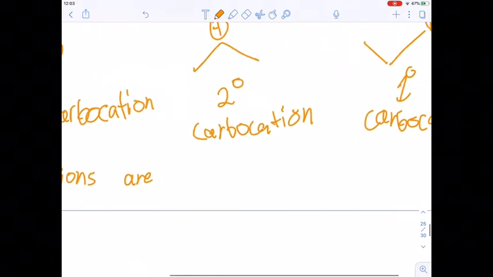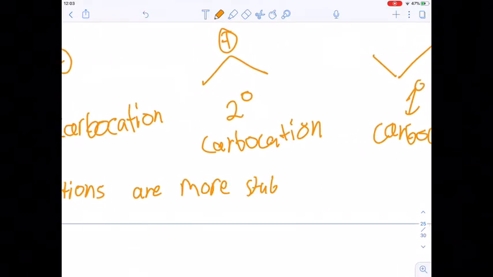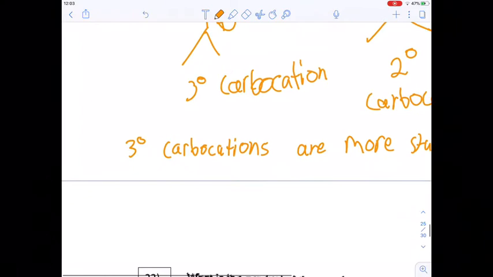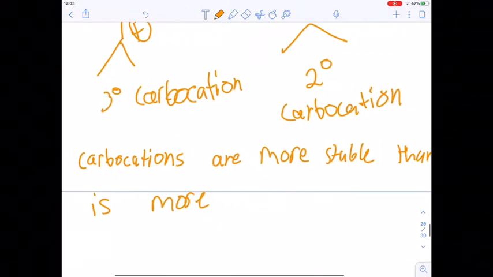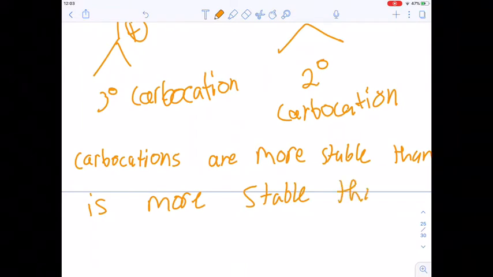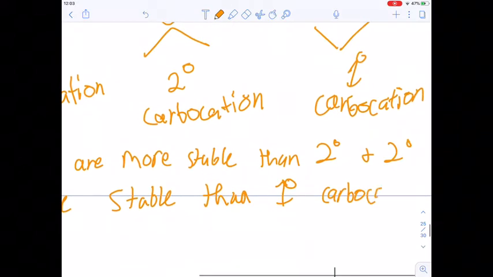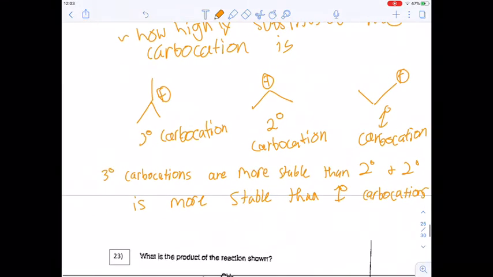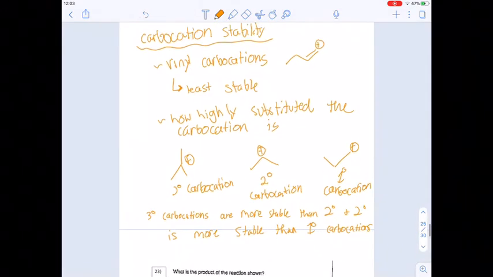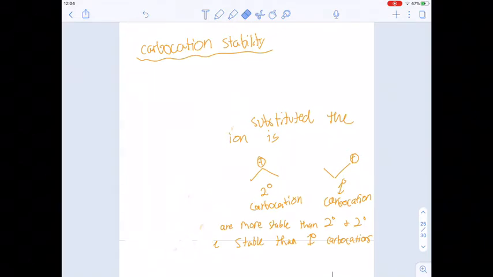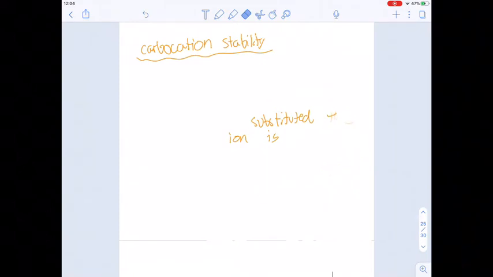And then underneath, tertiary carbocations are more stable than secondary, and secondary is more stable than primary. Primary carbocations. Okay. And then there's one other factor that impacts carbocation stability. So I'm going to go ahead and erase, and then I'll include it.